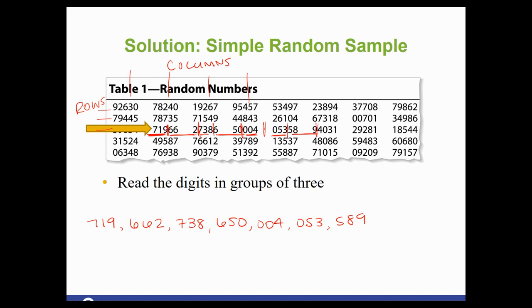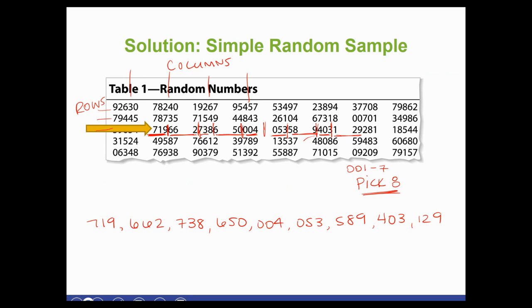Now you're probably wondering, when do you stop? You keep on going, as often and as many times as you need to, until you get the numbers that you need. And in this case, they told us to pick 8. So I'm picking 8 as long as the number is between 001 and 7... Oh, I forgot the number. 734. Oop. We're going to go with 734 because I can't remember. I think that was it.